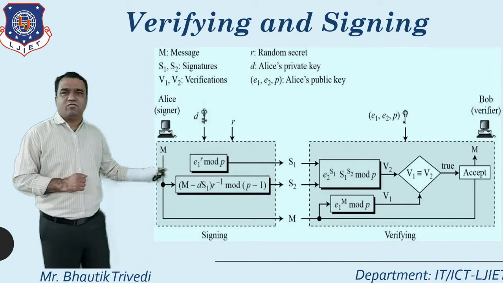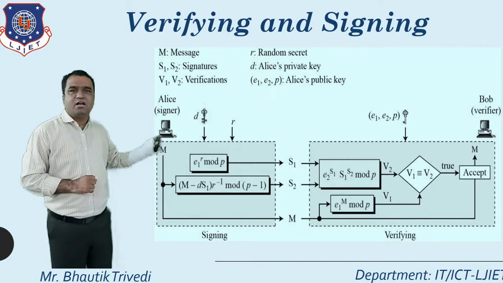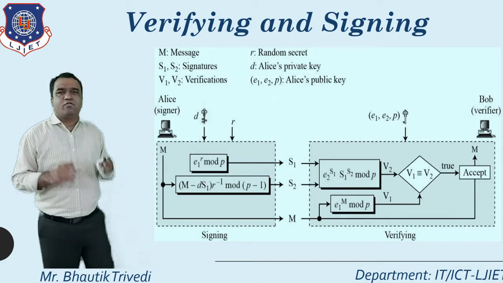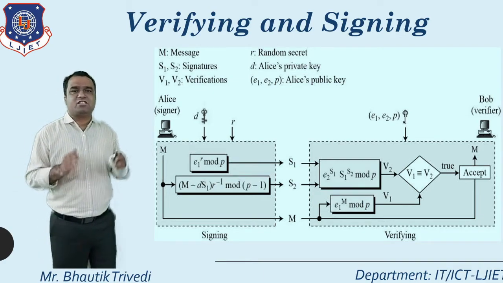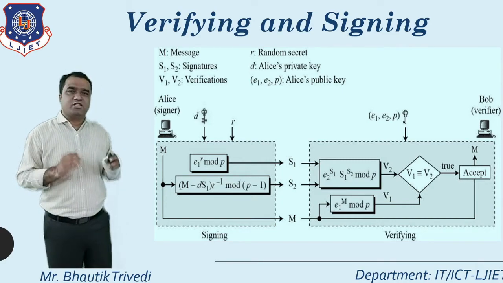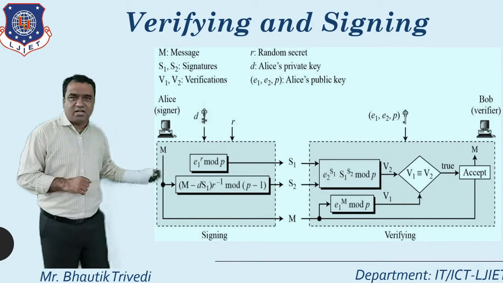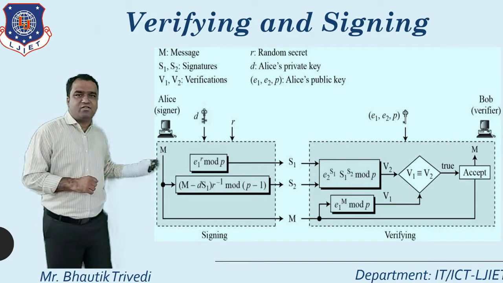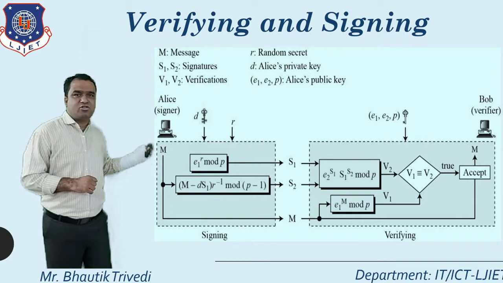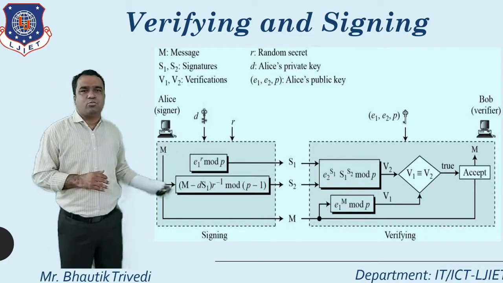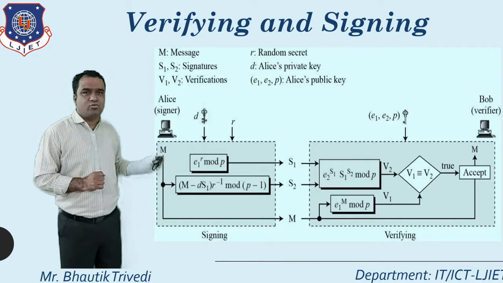So here you just see one M, that is the message. After that, first of all, E1 raised to R mod P. Using this, I can directly generate S1, and S1 is, as you already know, the digital signature. After that, M minus D, R raised to R inverse mod P minus 1. Using this, you can directly generate S2. So this is the formula for S1 and S2.